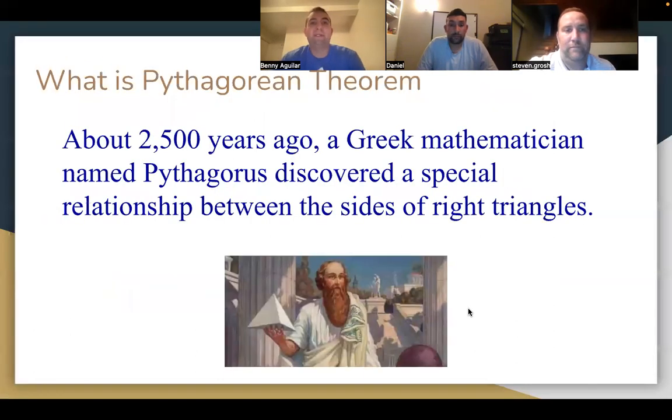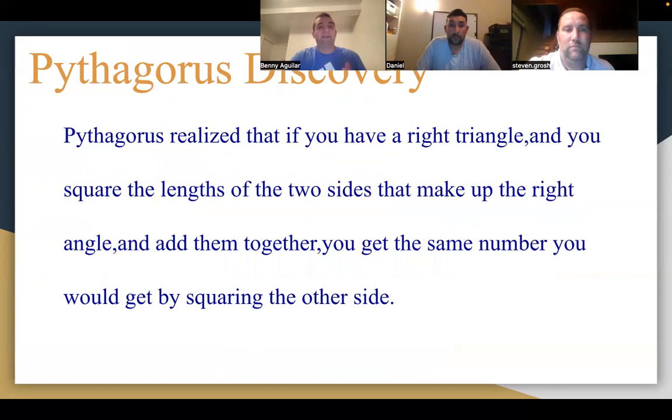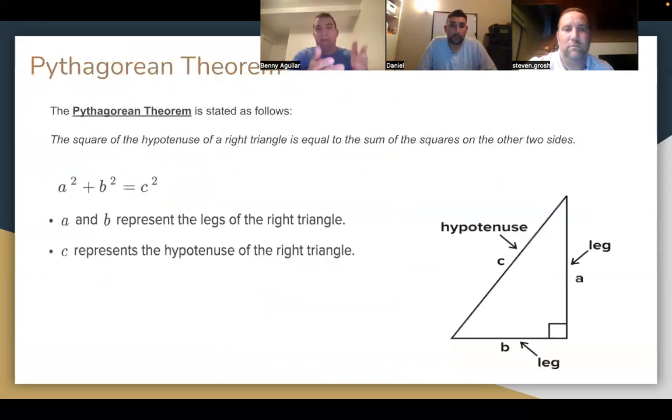Great. Now we're going to talk a little bit of Pythagorean theorem. About 2,005 years ago, a Greek mathematician named Pythagoras discovered a special relationship between the sides of right triangles. This has to do a lot with the pyramids. A lot of Greek mathematicians were so interested in the pyramids of Egypt, so they really wanted to know how big they are and how they were created. So he came up with the Pythagorean theorem. He realized that if you have a right triangle and you square the lengths of the 2 sides that make up the right angle and add them together, you get the same number you would get by squaring the other side.